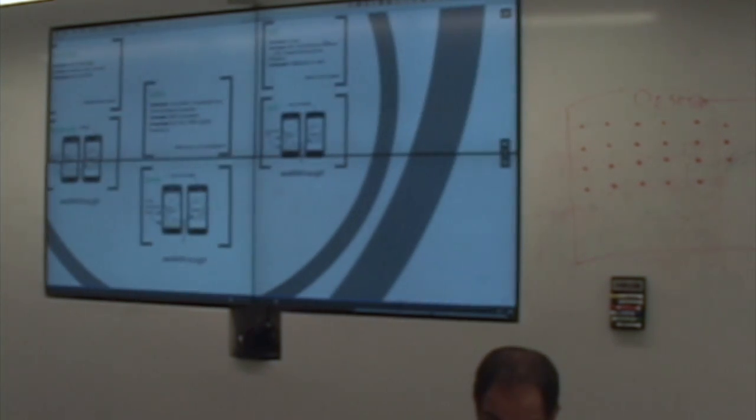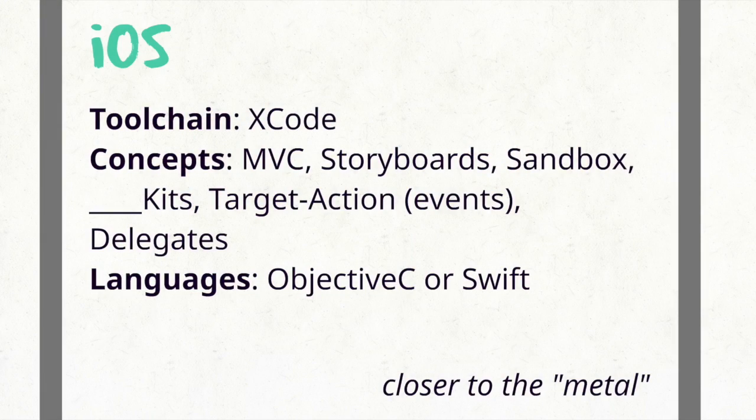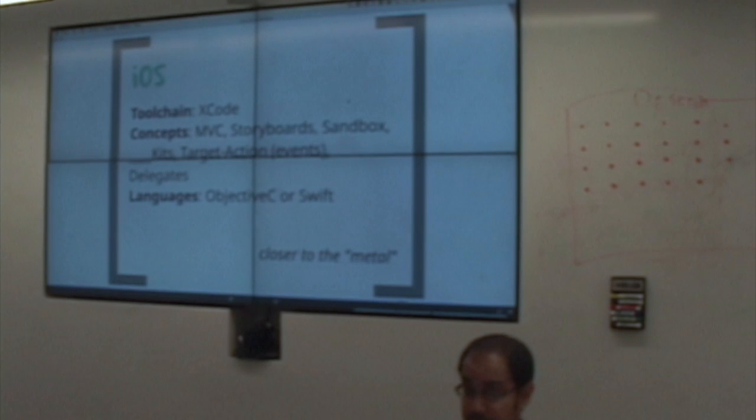iOS, in general, the toolchain is Xcode. It's the equivalent of Android Studio. They have similar concepts; MVC is a similar concept. The storyboard is your visual layout of your app. A sandbox is a way to try stuff out really quickly to see if it works.